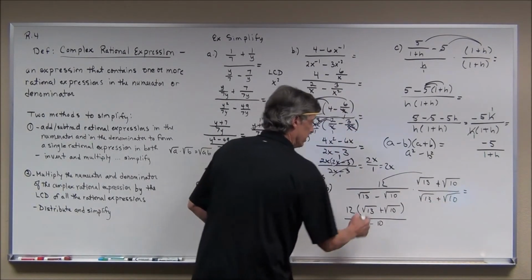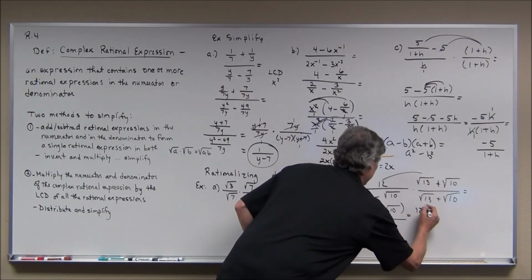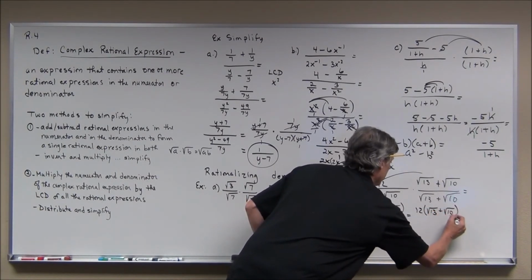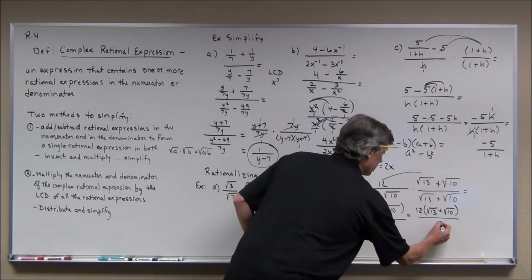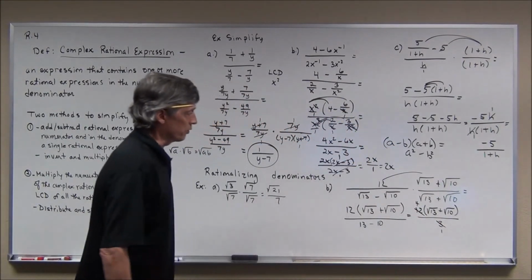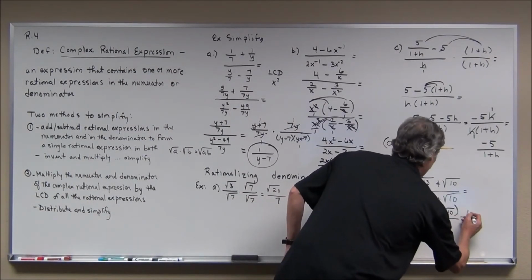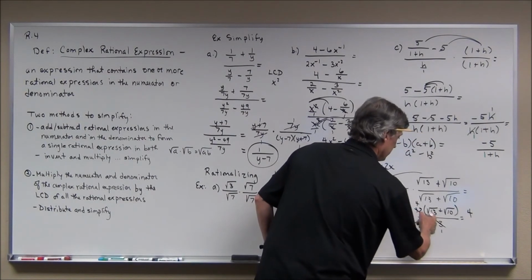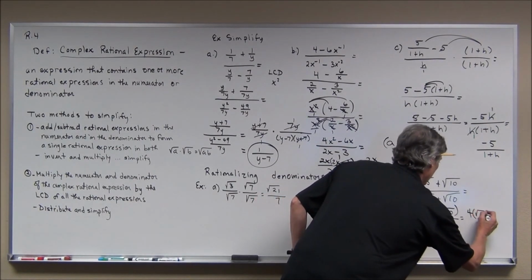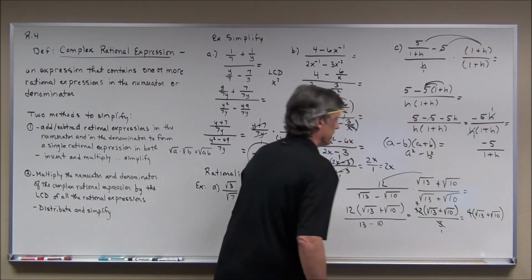It's a good thing that I did leave this 12 by itself. I have 12 times the quantity of the square root of 13 plus the square root of 10 all over 3. And isn't that convenient? Since it's already in factored form, I can go ahead and cancel the common factor of 3. That leaves 4 on top times this expression over 1. I'm not going to put it over 1, so just times the square root of 13 plus the square root of 10. Now if you want to distribute on that, that's fine.